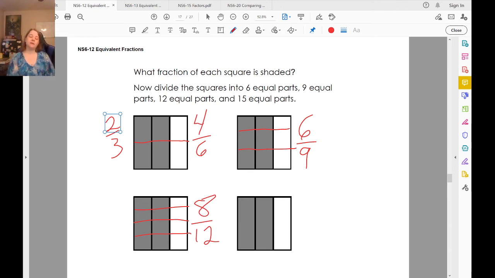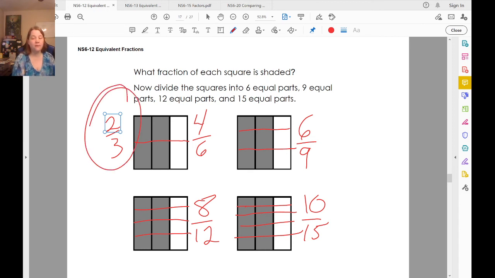And then to break it up into 15, we need to multiply 3 times 5 to get 15, which means we need to cut these into fifths, which means 1, 2, 3. Those perfectly even portions mean that 2 times 5 is 10. These are all 2/3. We've just broken them up into smaller bits. 2/3, 4/6, 6/9, 8/12, 10/15. They all mean the same thing. They all mean 2/3. We're just breaking them into smaller portions.